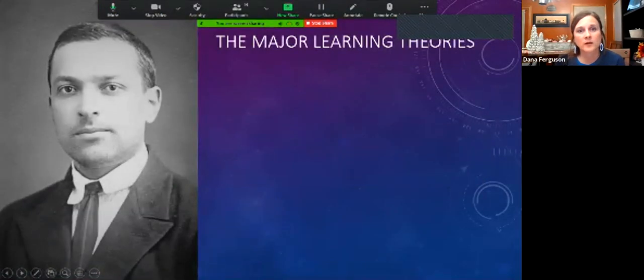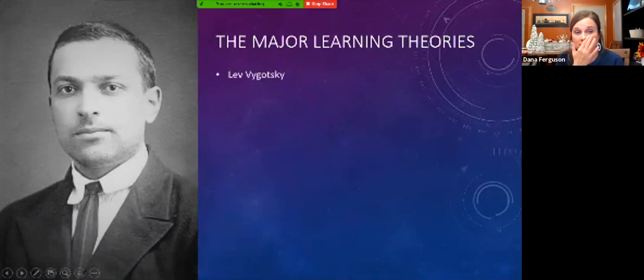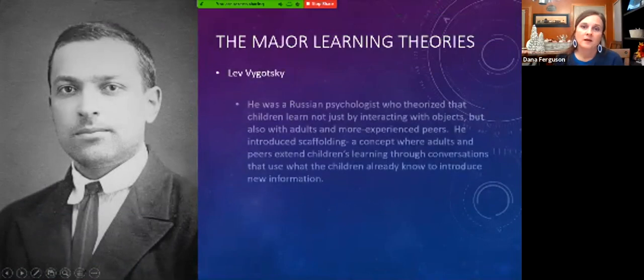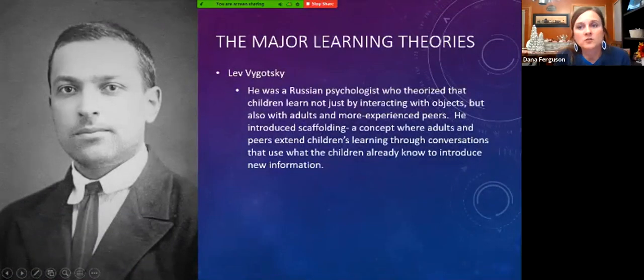Okay, so then we have Lev Vygotsky. He was a Russian psychologist, and he theorized that children learn not just by interacting with objects, but also with adults and more experienced peers. He introduced scaffolding, a concept where adults and peers extend children's learning through conversations that use what the children already know to introduce new information.